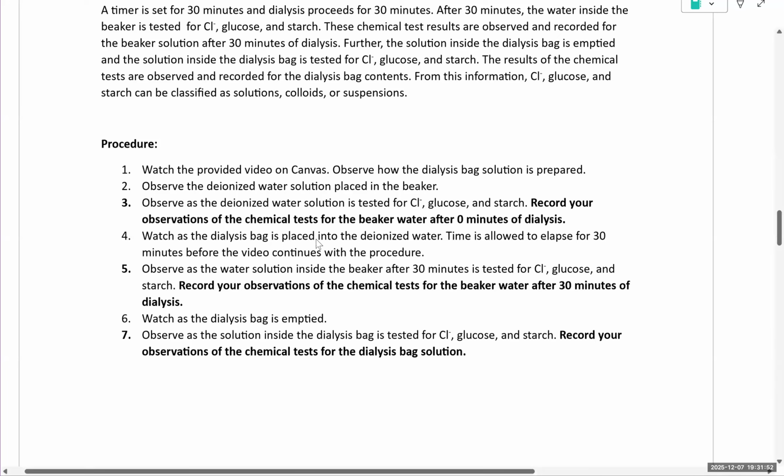We're then going to watch as the dialysis bag is placed into the deionized water and time is allowed to elapse for 30 minutes. We're then going to observe as the water solution in the beaker after 30 minutes is tested for chloride, glucose, and starch. We're going to record our observations of the chemical tests for the beaker water after 30 minutes of dialysis.